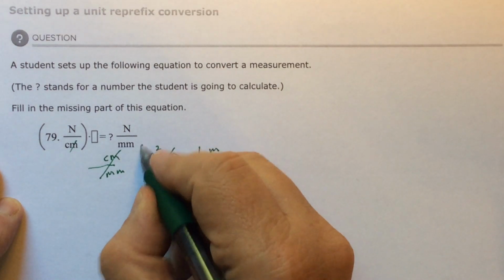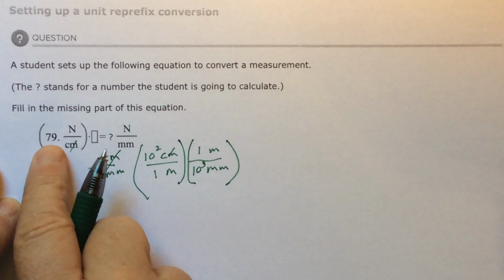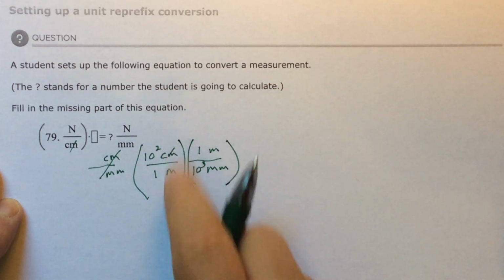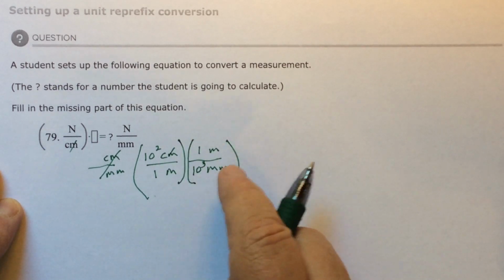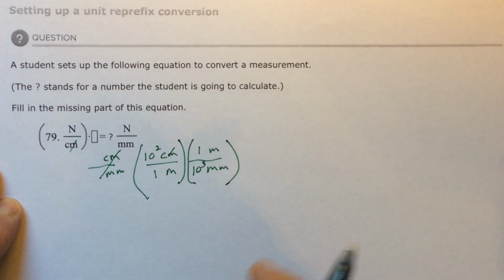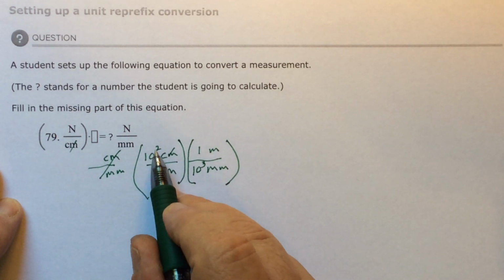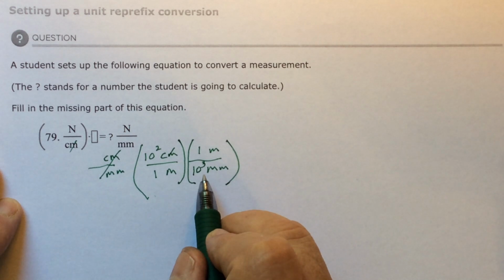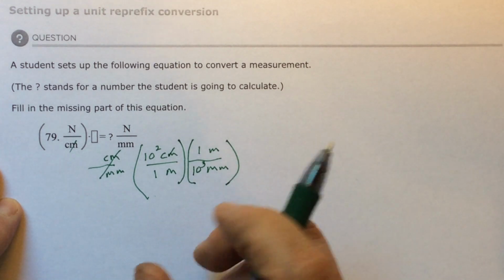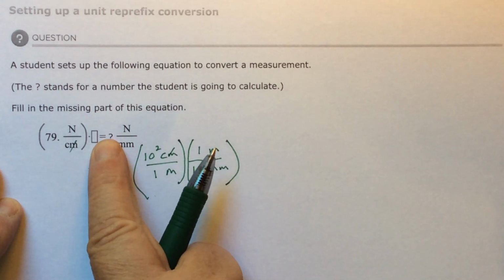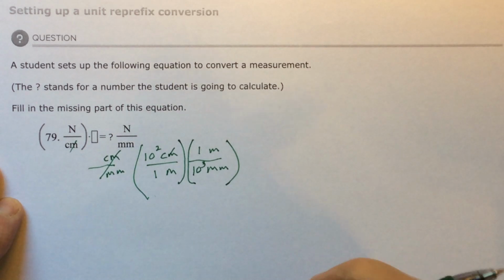And so really I've got 2 parts here. This is what the question is asking for. Something times 10 to the 2 centimeters over 1 meter, times 1 meter over 10 to the 3 millimeters. When you do the multiplication, it's going to be 79 times 100 divided by 1,000. So I think your answer would be like 7.9. But they're not asking for the answer. They're just asking for what you multiply it by to get the answer. So I hope that helps.